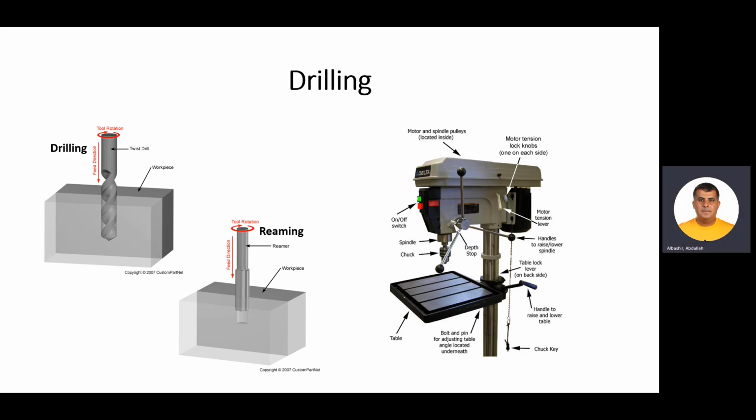You can see here the drilling tool and the reaming tool on the left, while on the right you can see the parts of the drilling machine. You can see the spindle, the chuck, the depth stop, the table. These are the main parts of the drilling machine.